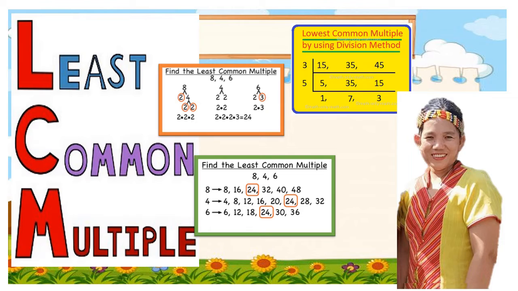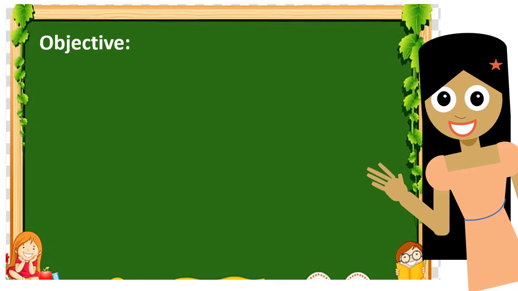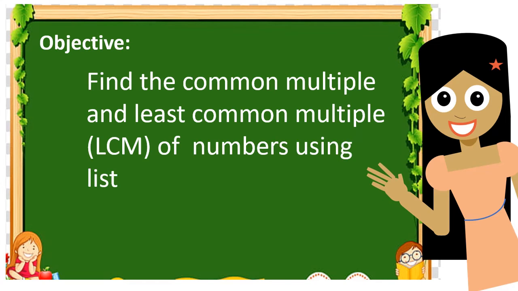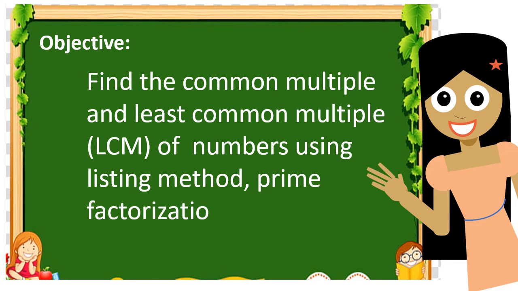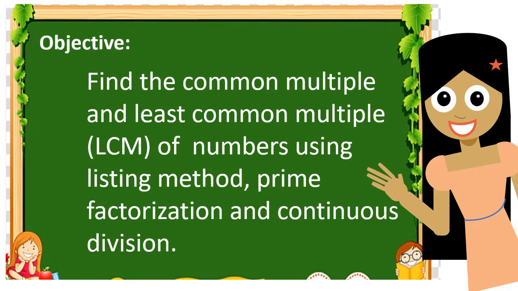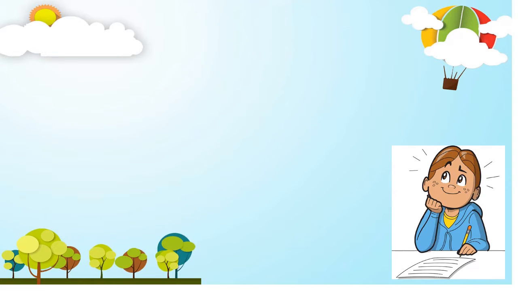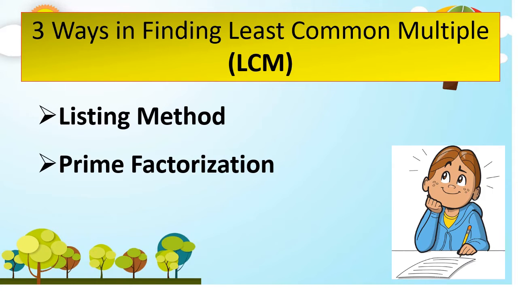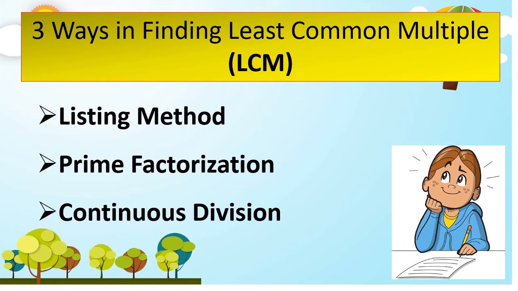Okay? So, at the end of this lesson, we are able to find the common multiple and least common multiple or LCM of numbers using listing method, prime factorization, and continuous division. Yan ang dapat nating matutunan kapag natapos ninyong panoorin ang video na ito. We have three ways in finding least common multiple or LCM. The first one, we have listing method. The second one, prime factorization. And the last one, continuous division.